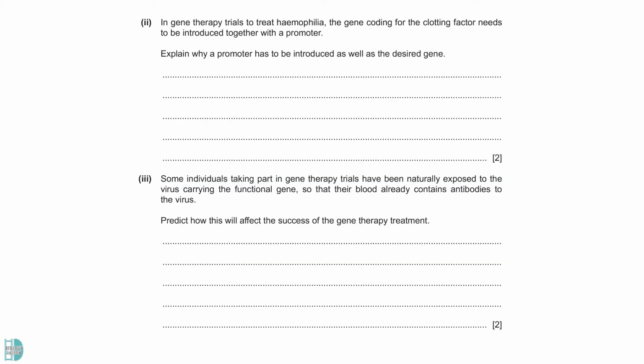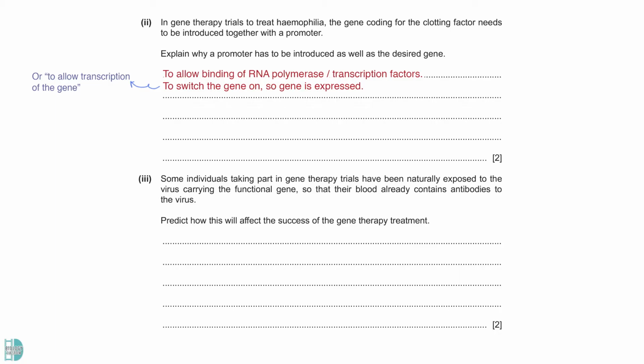2. Explain why a promoter has to be introduced as well as the desired gene. A promoter is the sequence for binding RNA polymerase or transcription factors. The binding switches the gene on, so the gene is expressed. You can also say that the promoter allowed the transcription of the gene. The promoter can control the expression of the gene so it occurs all the time or at the right time, in sufficient quantities, and in the correct tissue.